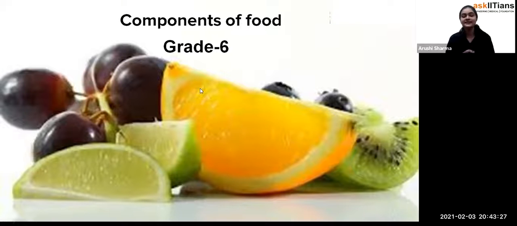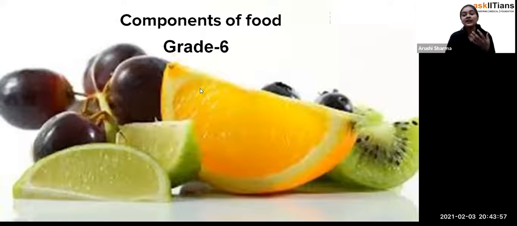Okay, students? From the name of the chapter only, that is the components of food, what do you think? What do you think about the components of food? If I'm not wrong, you must have read about the different types of sources from where we are getting food, like from the plants. And some of the animals are, we can say, carnivorous, which feed on other animals. But now we know that from those sources we are getting the food.